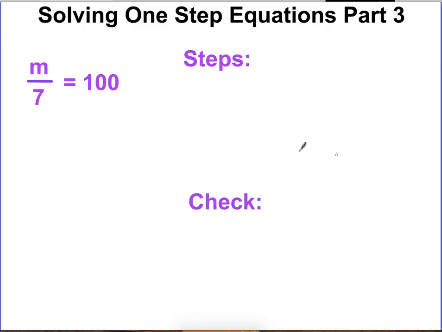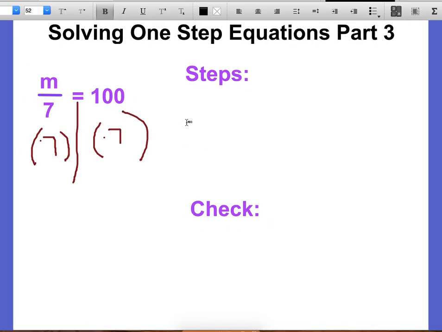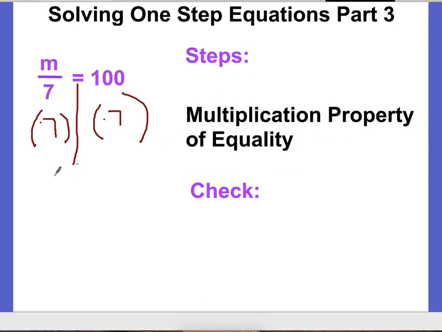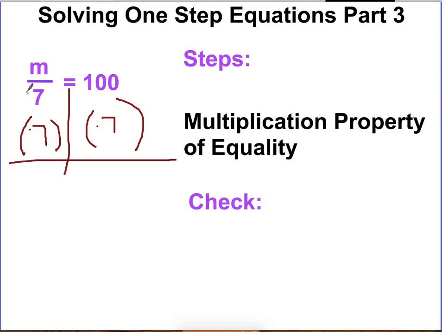Let's look at one more example here. Line down the equal sign. M, what does this mean again? That's divide by 7. So the inverse would be to multiply by 7 on both sides. When I think of the steps, since I used multiplication, I used the multiplication property of equality. Remember, sometimes we might say apply the multiplication property of equality, or we might use the words the multiplication property of equality is being applied.